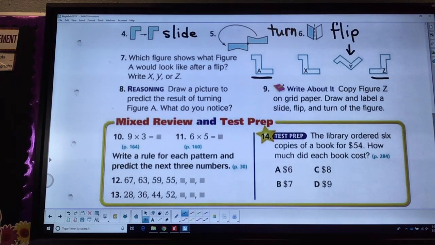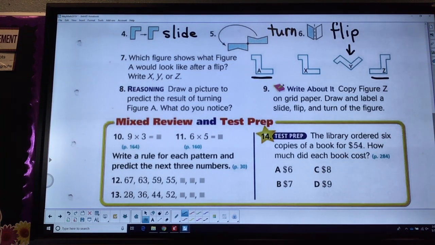Okay, if you want to take a look at these mixed review and test prep, those are all things that you should remember how to do. It's not a bad idea for you to take a minute to do those, see if you come up with the right answer. Have your parents take a look at it and see if you did it right. And when you turn this in to us, we'll go ahead and take a look at it also.